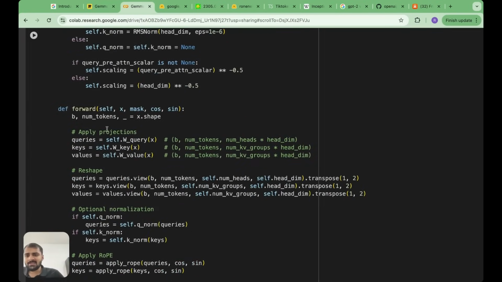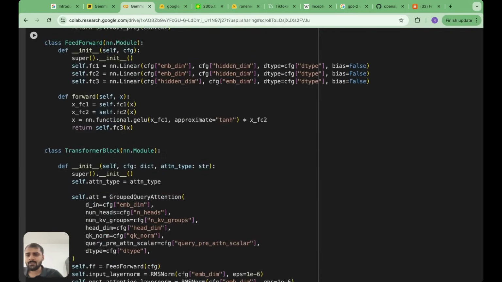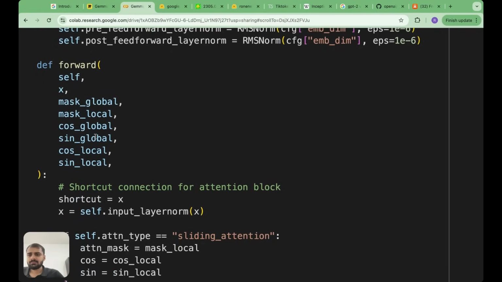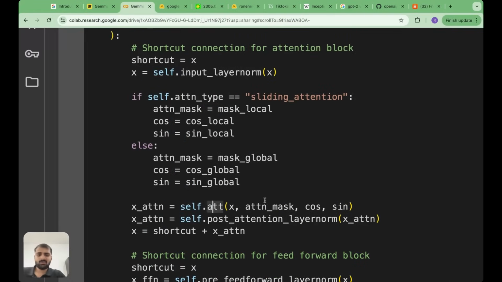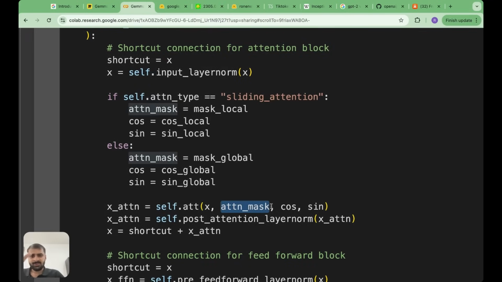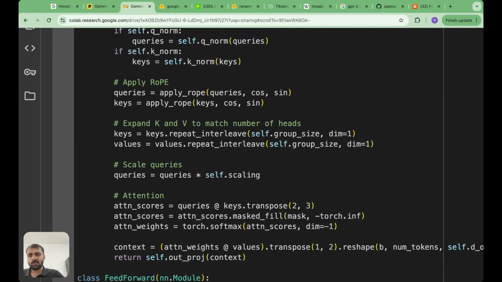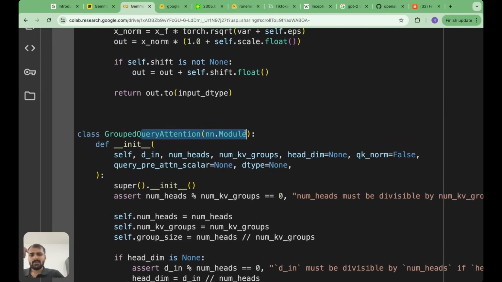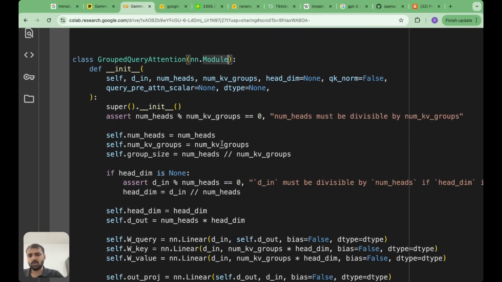So basically, if you look at this step, in this one step, multiple things are happening. We apply the mask, which is a sliding mask. We apply the rotary positional encodings, and we apply the multi-query attention as well. If you take a look at the attention block over here, it's called grouped query attention, but actually in this case it's multi-query because we are sharing it across all the heads.